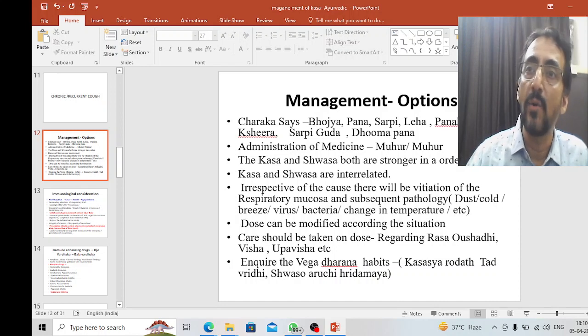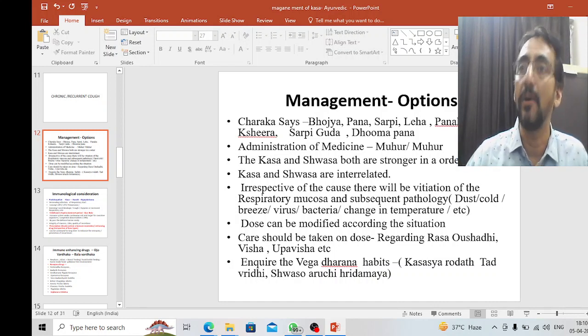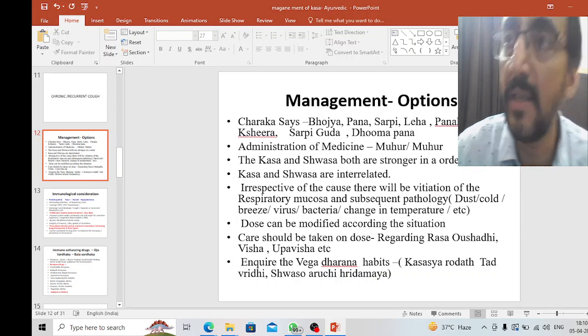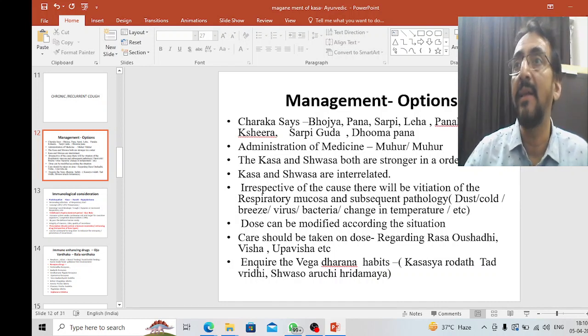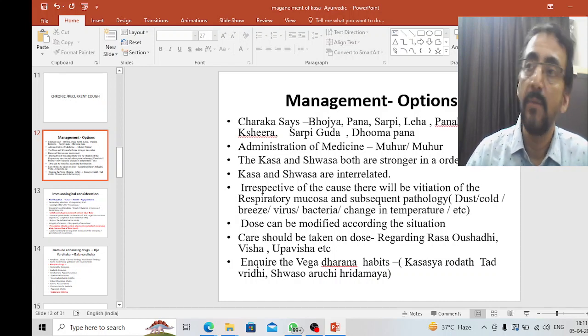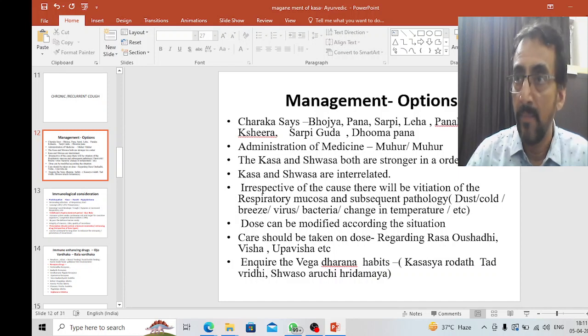So I cannot call this Kasa Roga. I cannot call this Kasa Upadrava, or I even cannot call this a Kasa symptom. This is nothing but our body's Kasa Vega, the body protective reflex, which is working out. So this is nothing but Kasa Vega. This is not Kasa Roga. Therefore, what Vagbhata says is Kasasya Rodhat Tad Vruddhihi. When you try to block or suppress the Kasa, it leads to an increase in the Kasa. Kasasya Rodhat Tad Vruddhihi, Shwaso Aruchi Hridamayaha. It leads to Shwasa, it may lead to dyspnea in future. It may lead to Aruchi, loss of taste, or it may lead to some heart disorders, Hridamayaha. So therefore, this classification should be very, very clear.